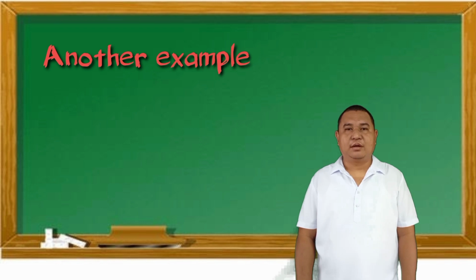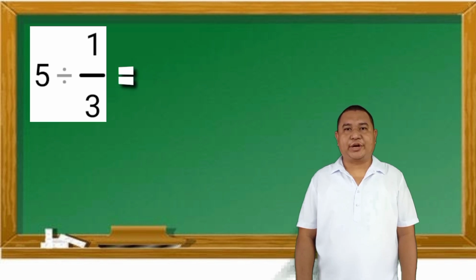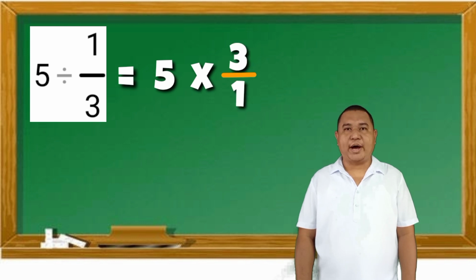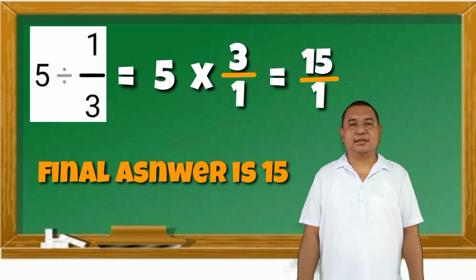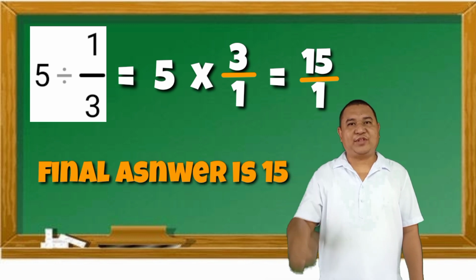Another example, 5 divided by 1/3. The same procedure will be followed. Copy 5, then change the division sign to multiplication sign. Then change 1/3 to its reciprocal, which is 3/1. You may now perform the multiplication process. So, 5 times 3 is equal to 15. Then, write the denominator 1. And the final answer is 15.